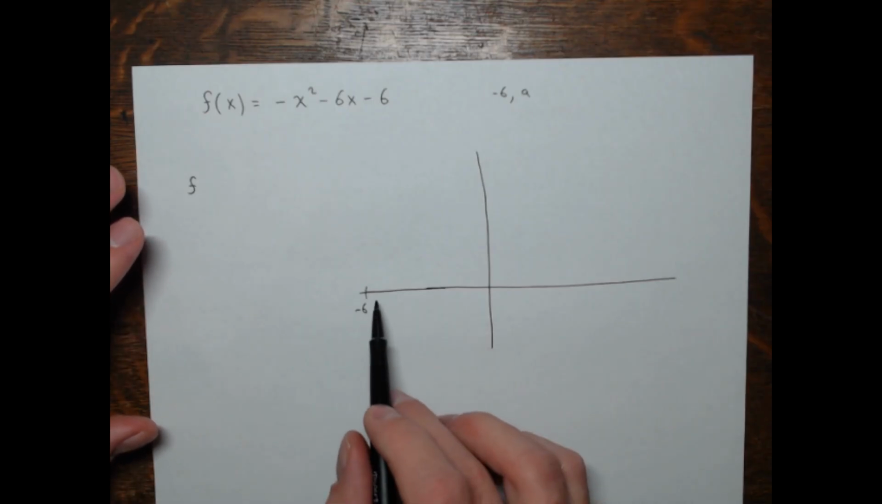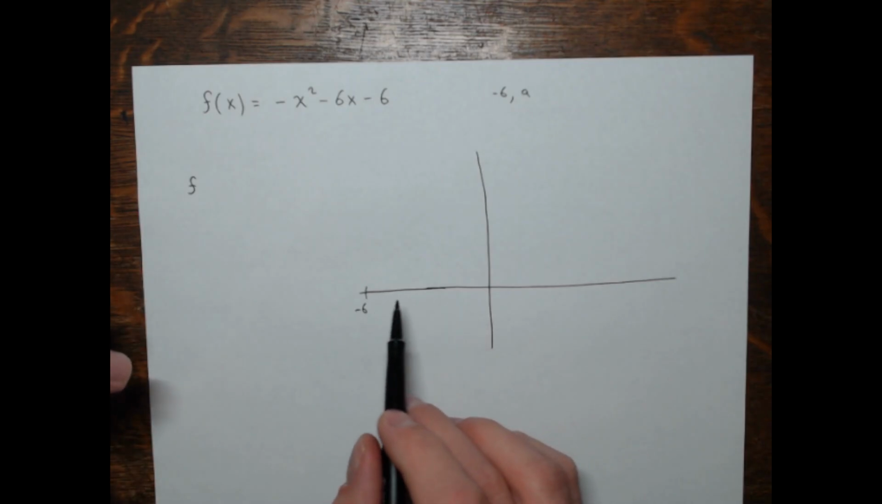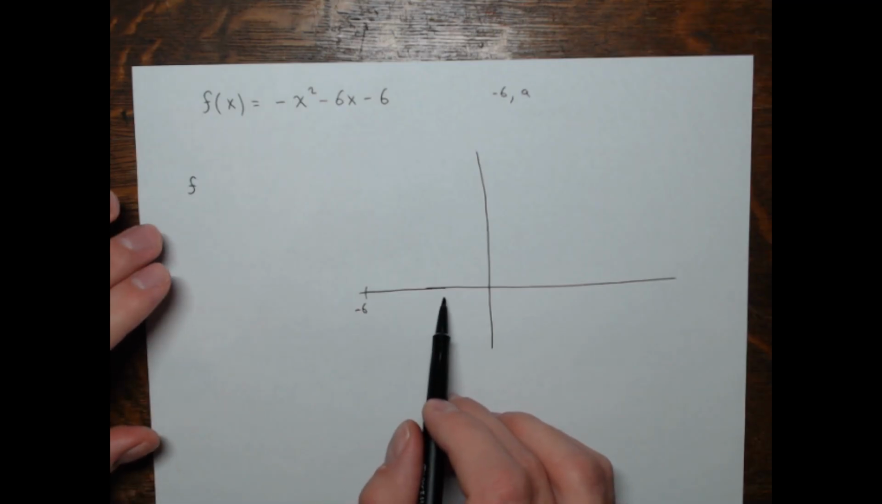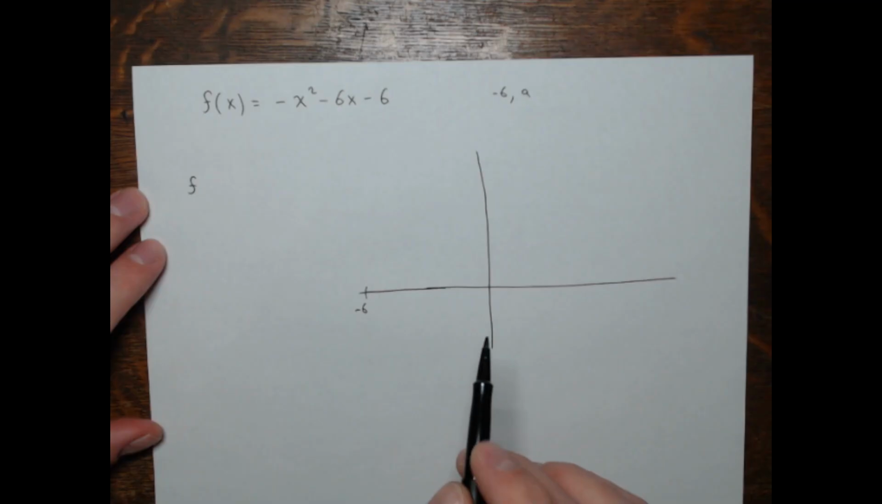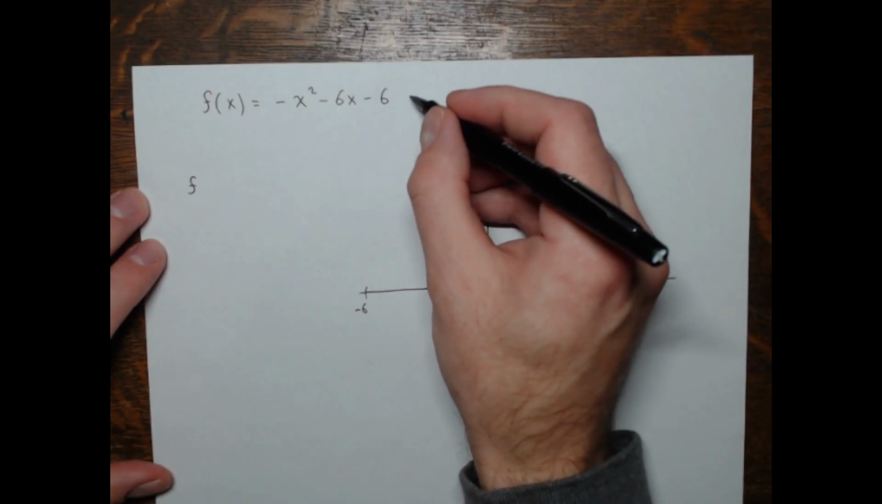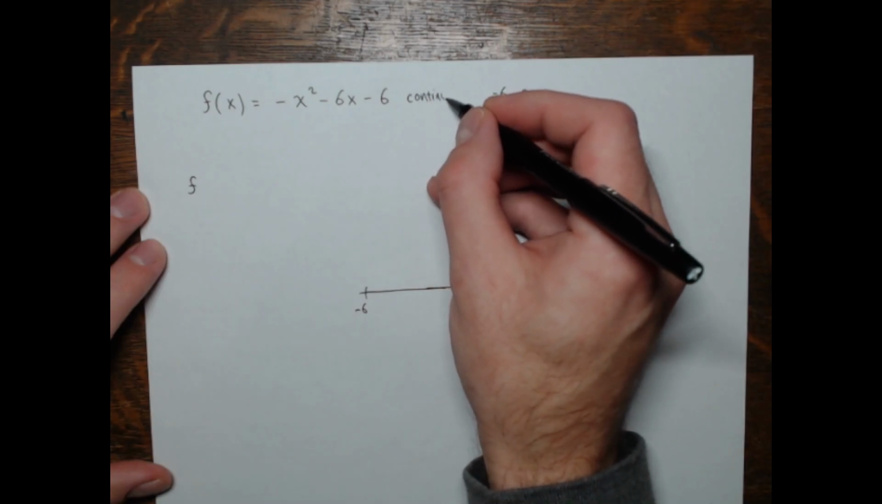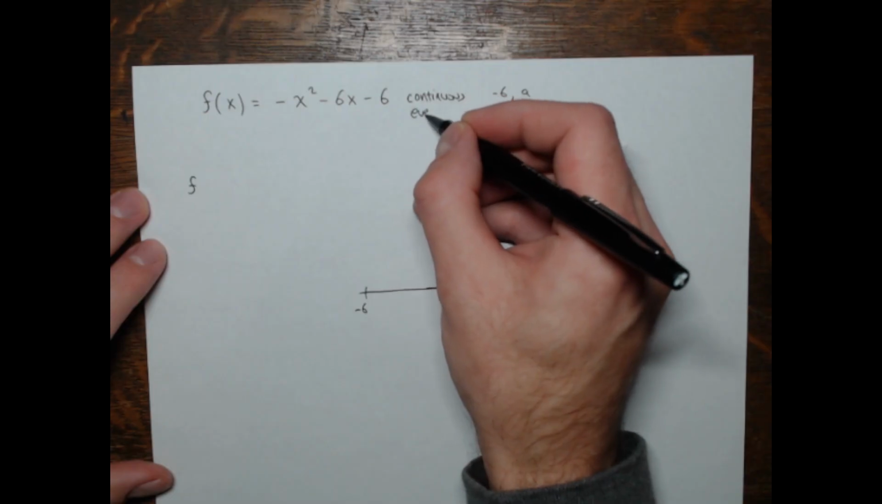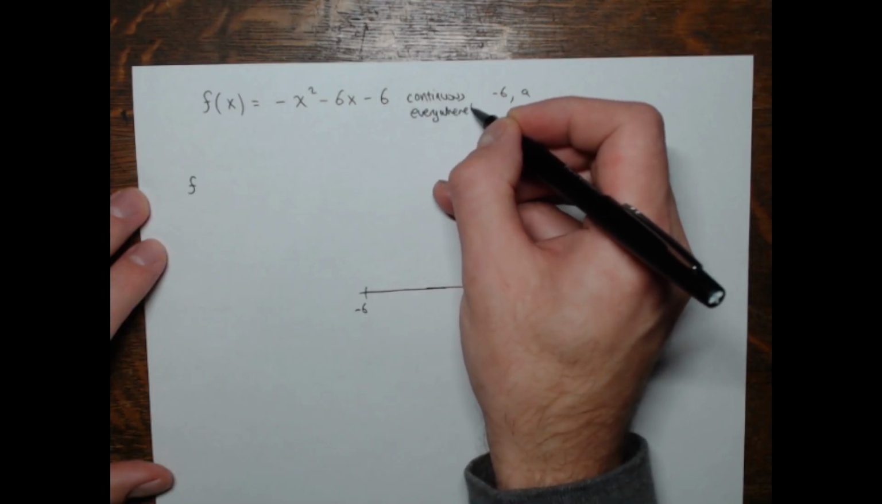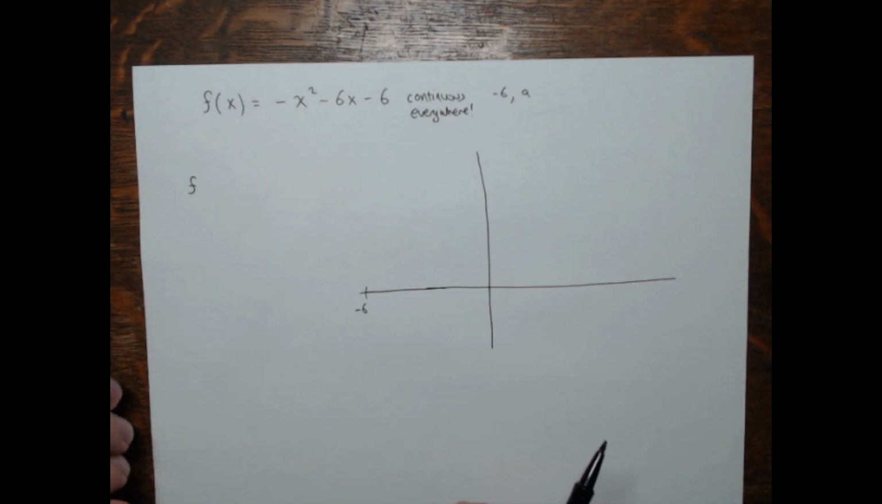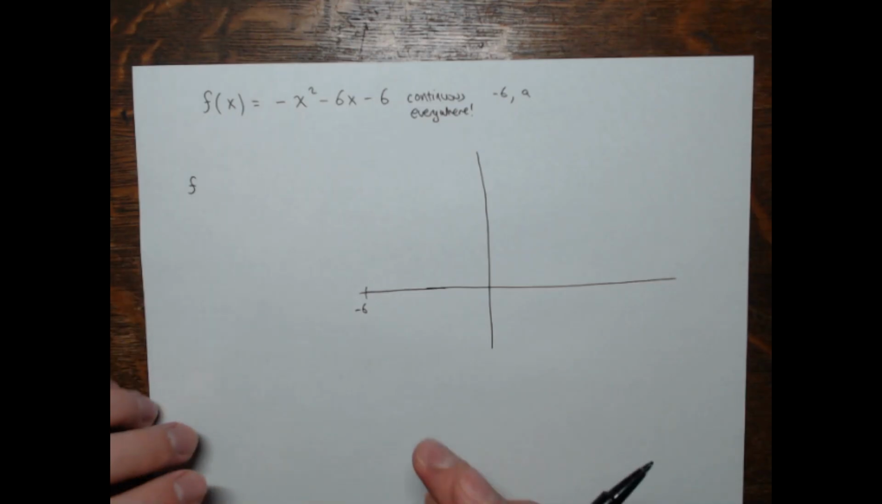Now they're asking, what's the smallest integer a such that, with negative 6 on the left and a on the right, you're guaranteed an x-intercept, you're guaranteed a 0? Now, our polynomials are continuous everywhere. They're defined everywhere, so you don't have to worry about continuity on whatever interval you're putting up.